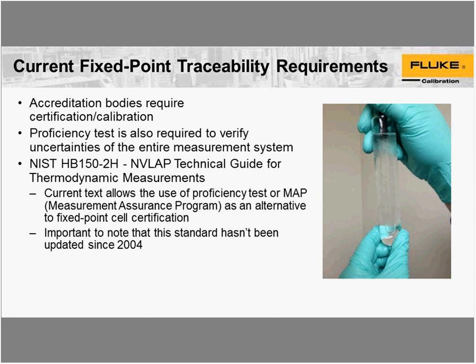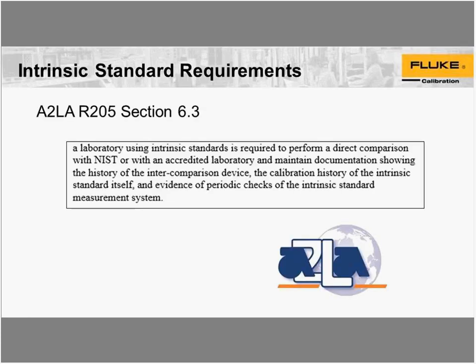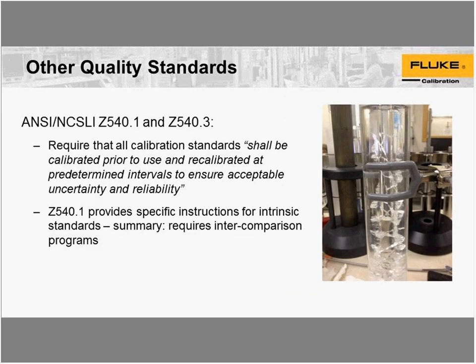But in reality, NVLAP and A2LA, for example, both require fixed point cells themselves to be certified. So the A2LA R205 section 6.3 requirement for intrinsic standards basically says that intrinsic standards are required to perform direct comparison with NIST or with an accredited laboratory, et cetera. So even standards like the Josephson or Quantum Hall Ohm or other ones that directly realize the SI all need to go through some type of intercomparison process to make sure that they are being used correctly.